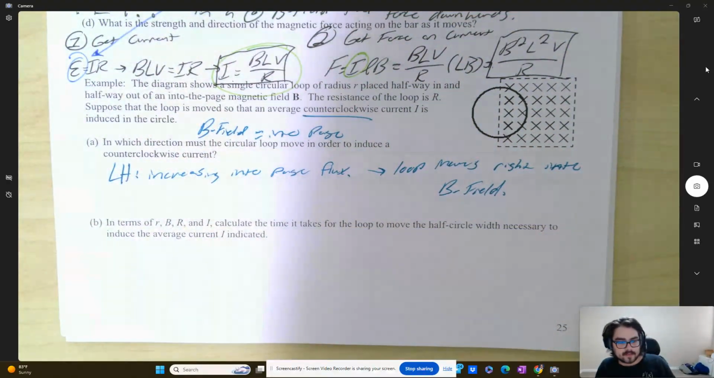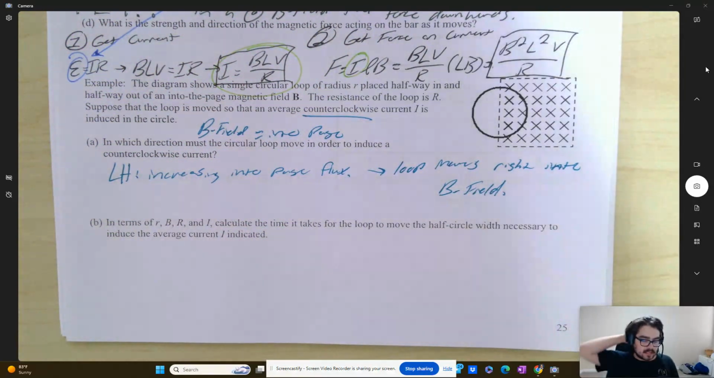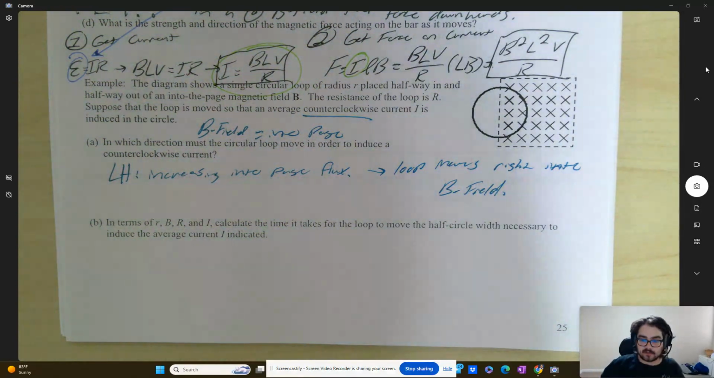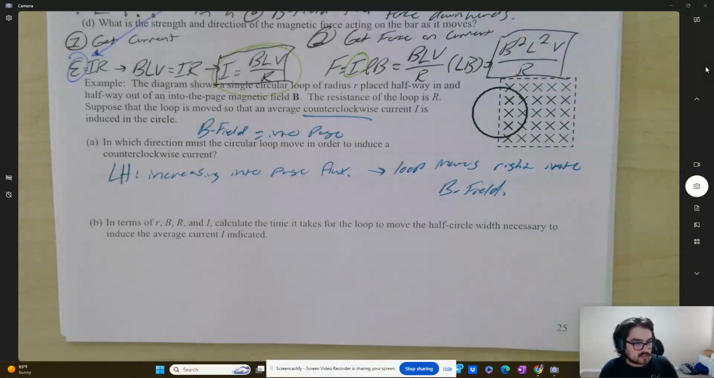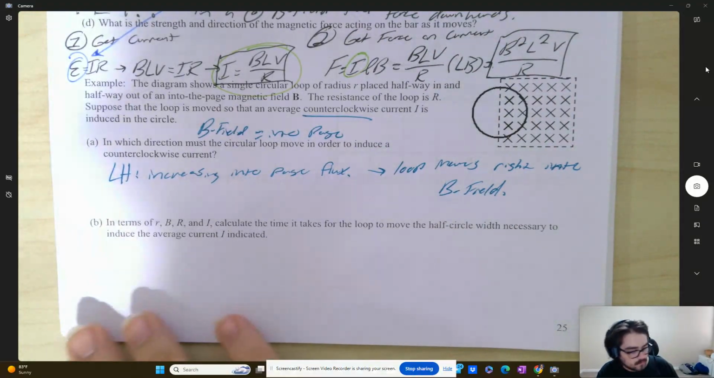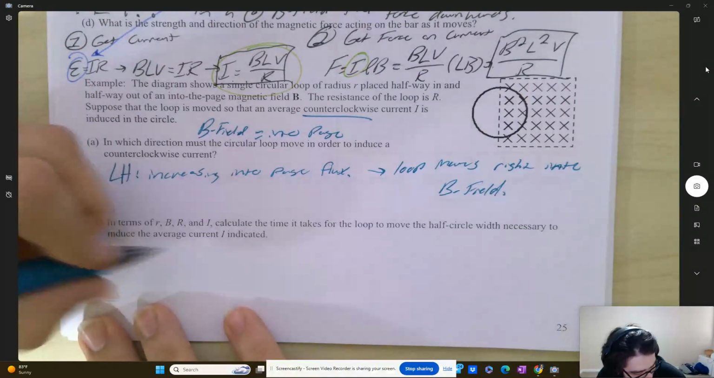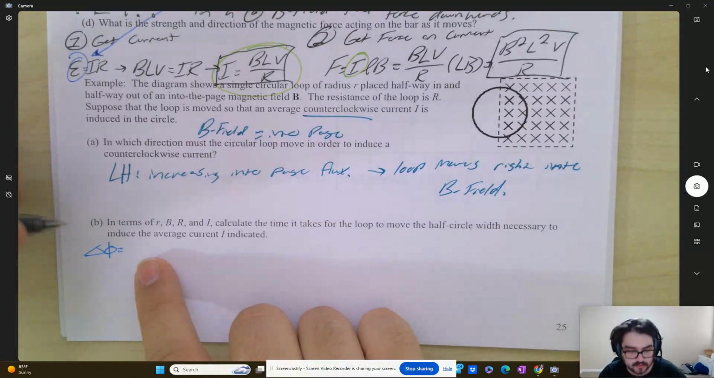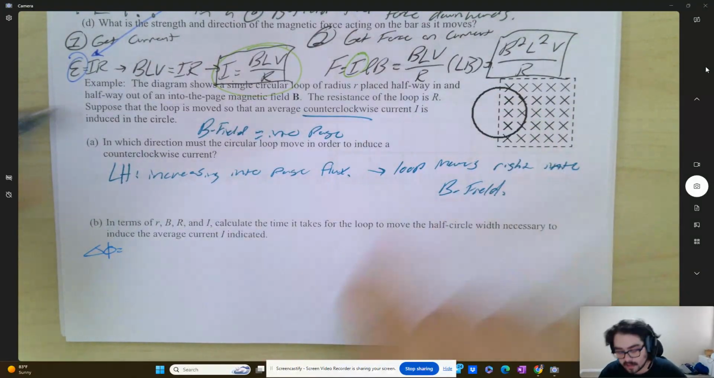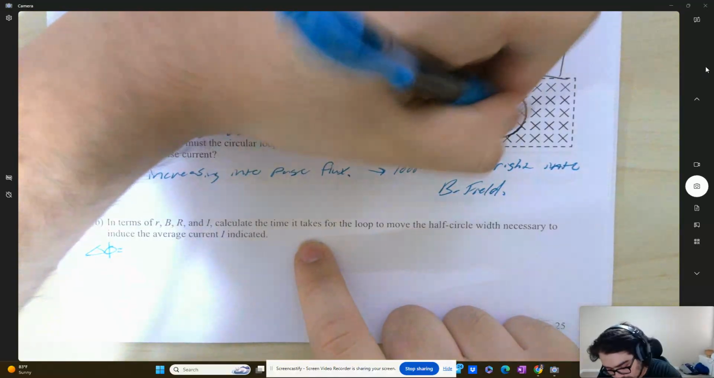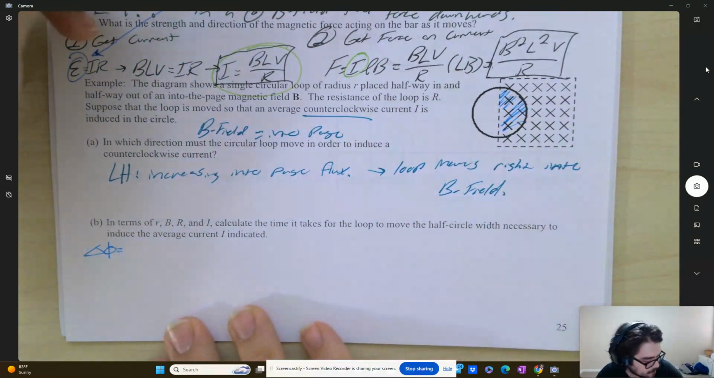In terms of r, lowercase r, B, capital R, and I, calculate the time it takes for the loop to move the half circle width necessary to induce the average current indicated. Again, another two-step problem. We will need to first find the delta flux. What's changing here is the area that's being exposed to the B field. Initially half the area is in the B field, but we're ultimately going to move the other half into it as well. So it would be B delta A.